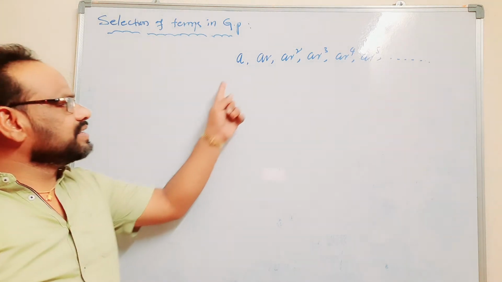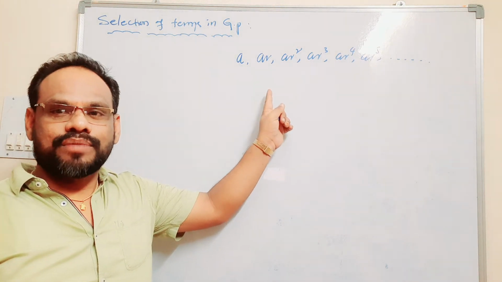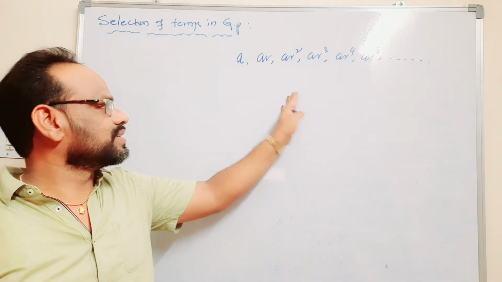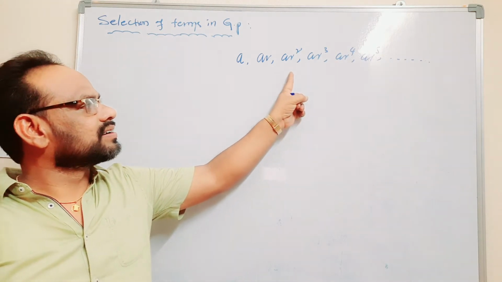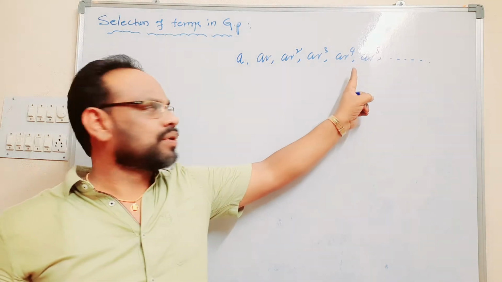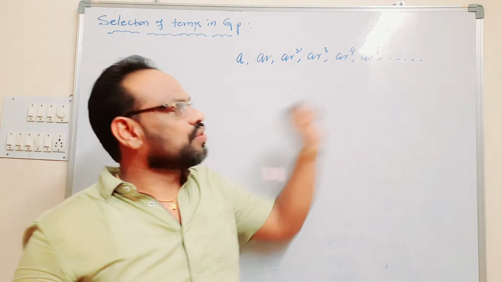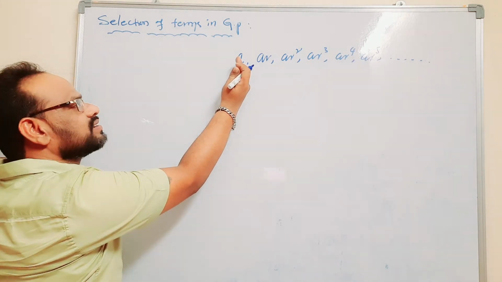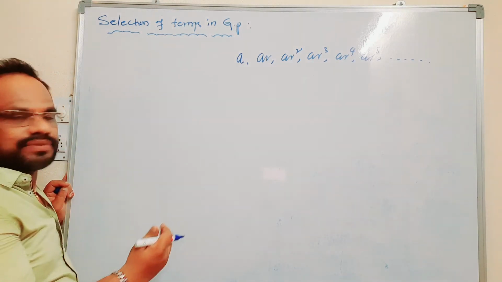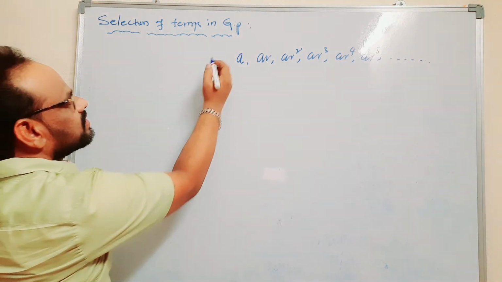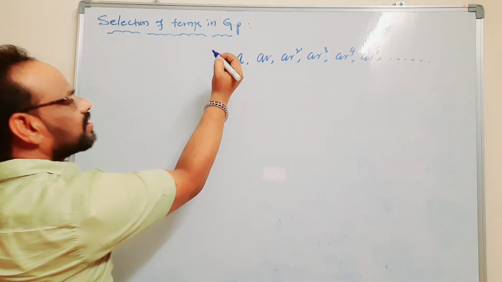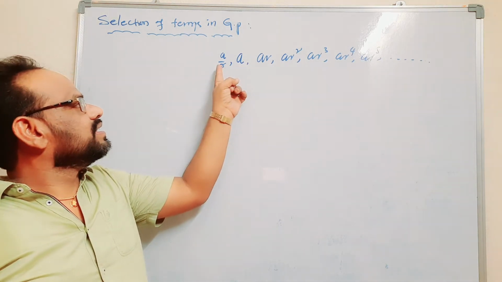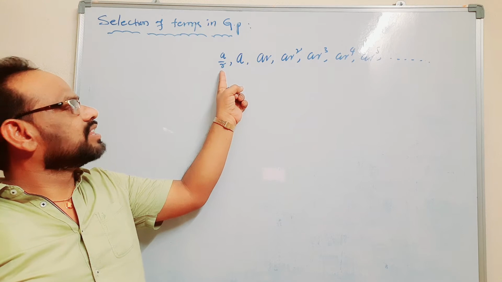A is the first term and R is the common ratio. Then the general form of geometric progression is A, AR, AR square, AR cube, AR power 4, AR power 5, and so on. Here observe, this is the first term A. What is its preceding term? The preceding term is A by R. Observe here, A divided by A by R is nothing but R only.